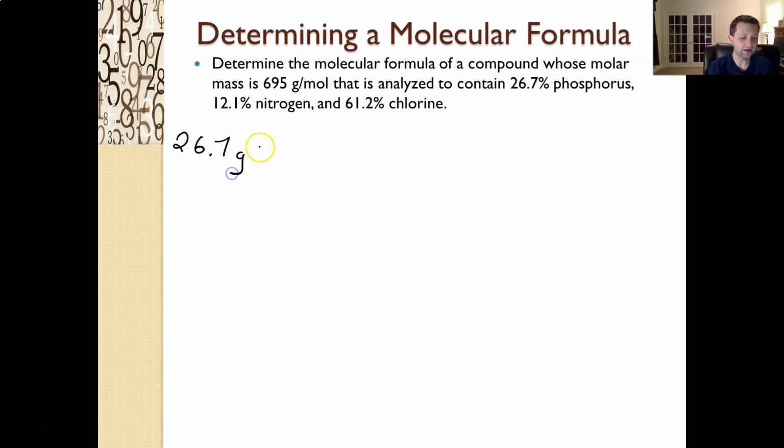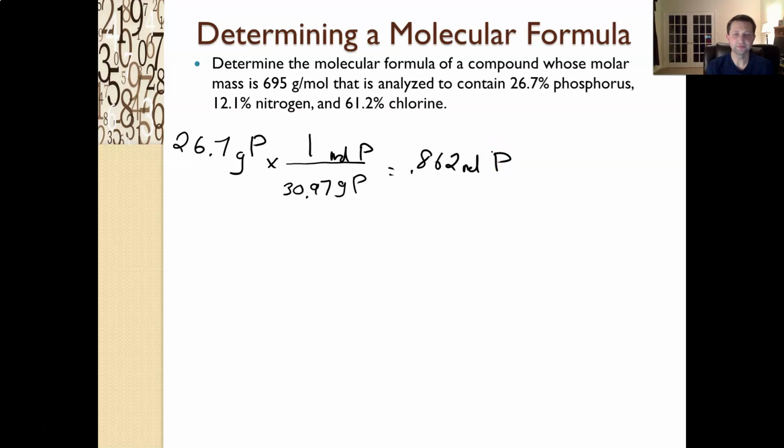So we would have 26.7 grams of phosphorus. Okay, let's convert that into moles. So I'm going to cancel out grams of phosphorus and go to moles. Always work in terms of 1. So 1 mole of phosphorus is 30.97 grams. Go to proper sig figs and you get 0.862 moles of phosphorus.